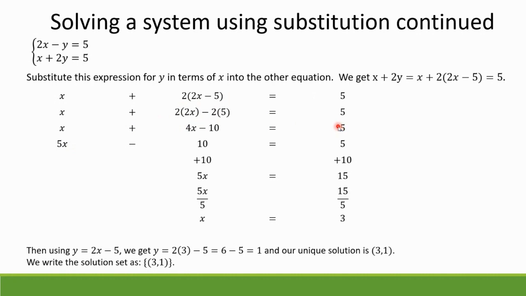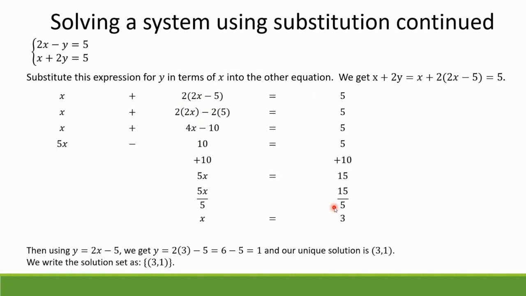Right? And now again, after we distribute, we can combine like terms to get 5x minus 10 equals 5. But again, we want to get x all alone. So we add 10 to both sides, okay? We get 5x equals 15, right? Because we added 10 to both sides, and then we divide by 5, we get x is 3. So x has to be 3.